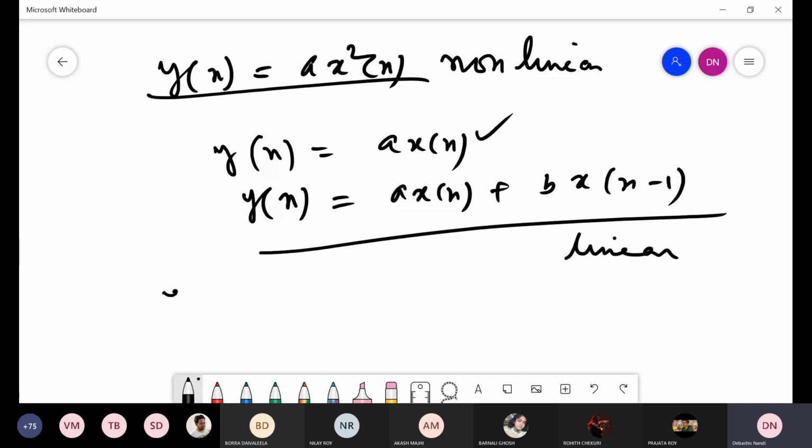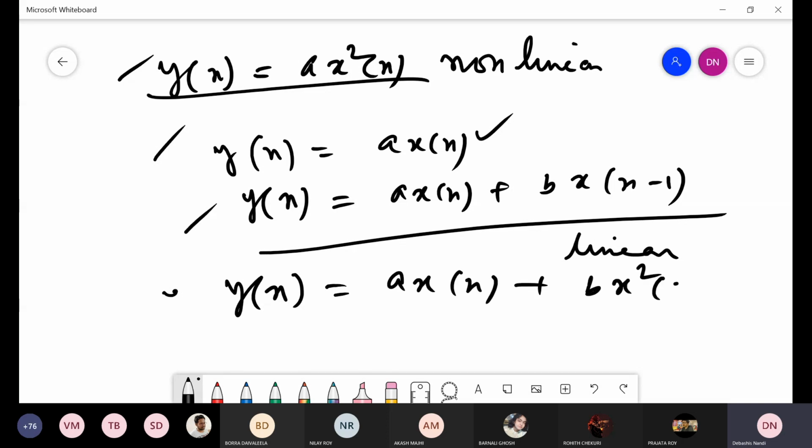How can you prove it? You have to check whether the system is following the linear superposition principle or not. Okay. For every case, for every case. Okay. Similarly, if you take a system like this, y[n] is equal to a x[n] plus b x square [n], this is also a non-linear system. You can prove it by checking whether the system is obeying the linear superposition principle. Okay.